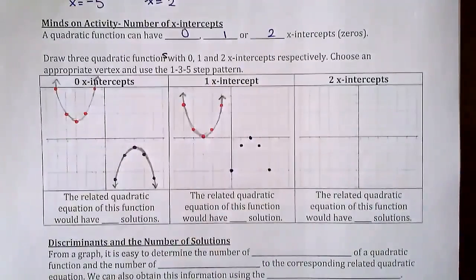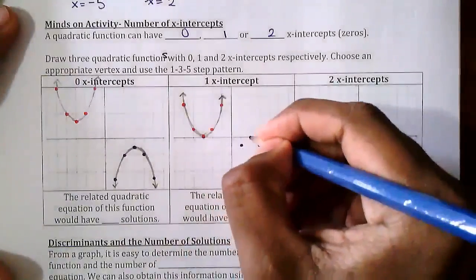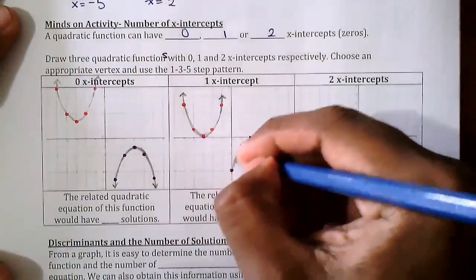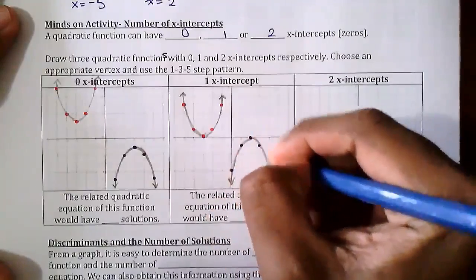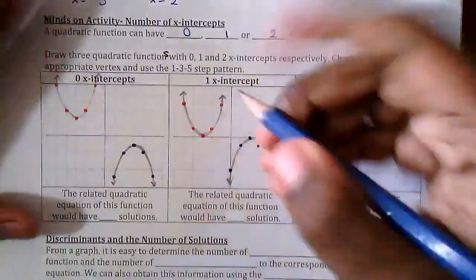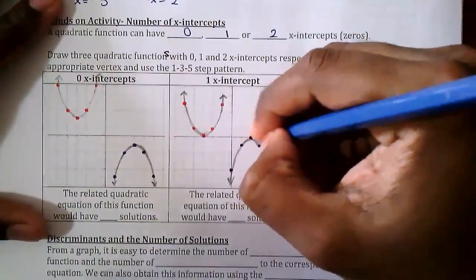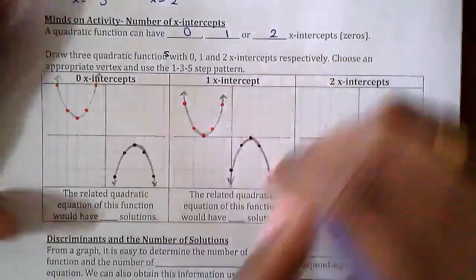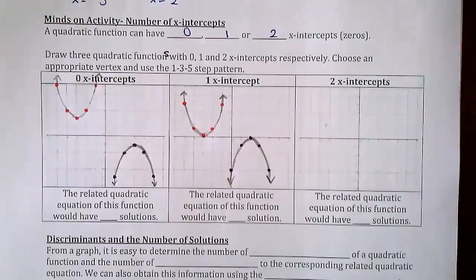Notice I'm always using the 1, 3, 5 step pattern. You could have used 1a, 3a, 5a, where a is any value. So if you chose to go with a is 2, so you went with 2, 6, 10, that's also acceptable here. Okay, so now again, I have a parabola that only has 1 x-intercept.